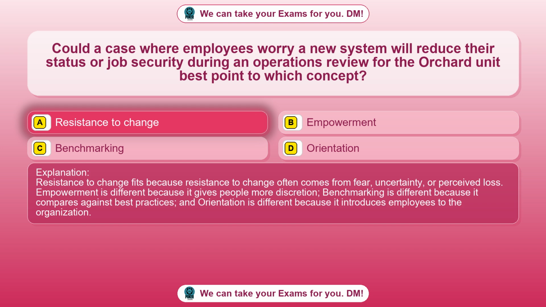Resistance to change fits because resistance to change often comes from fear, uncertainty, or perceived loss. Empowerment is different because it gives people more discretion, benchmarking is different because it compares against best practices, and orientation is different because it introduces employees to the organization.